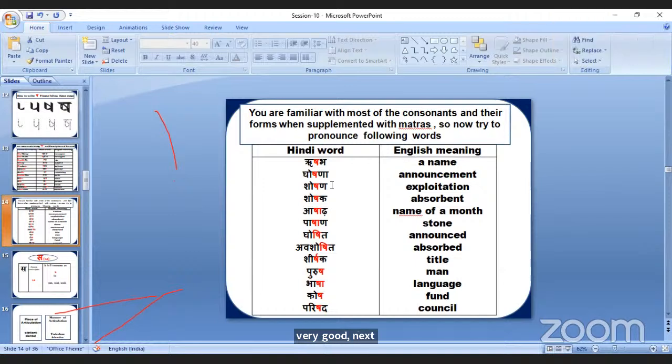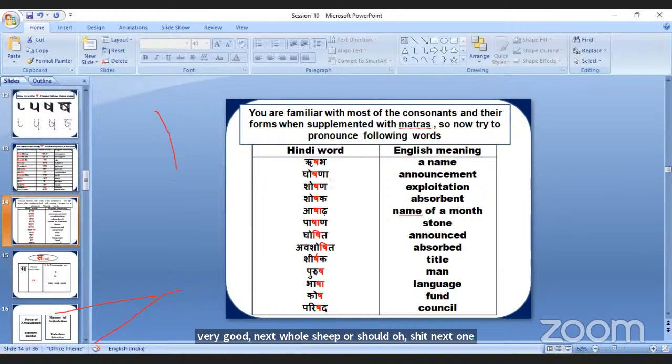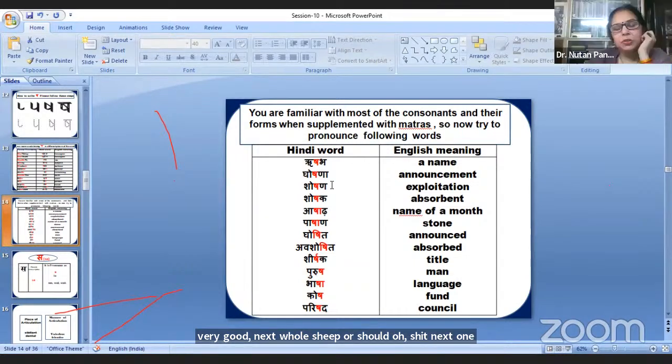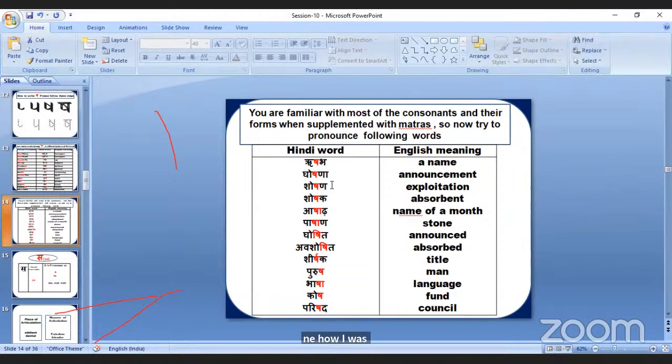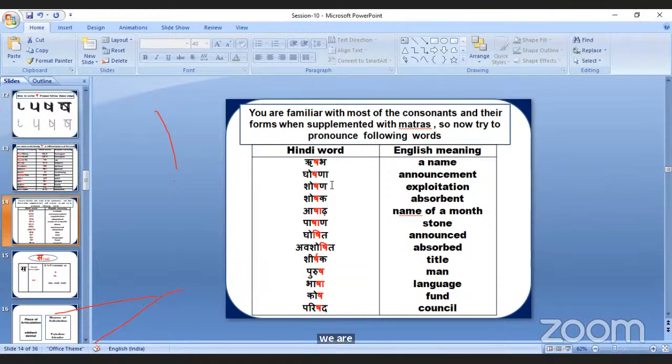Hoshit. Next one, Avshoshit. बहुत अच्छा. आप you are doing very good job. Avshoshit. Next.